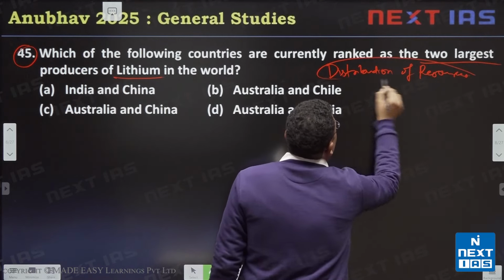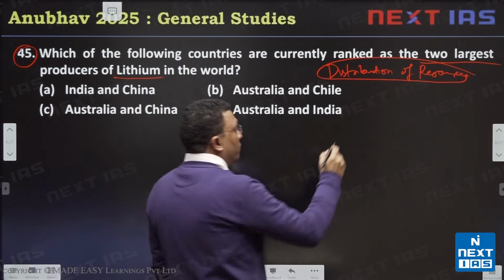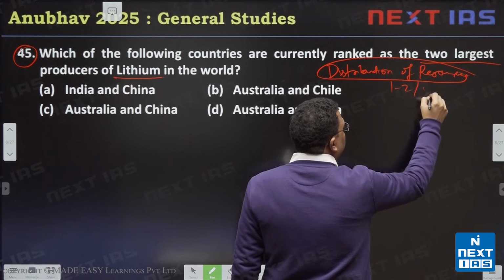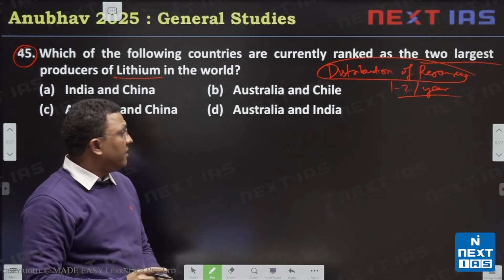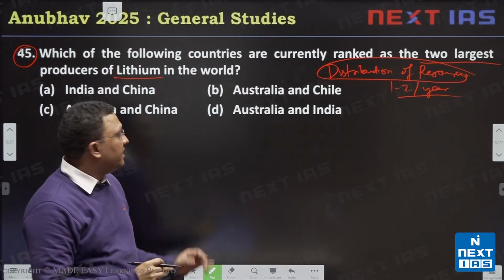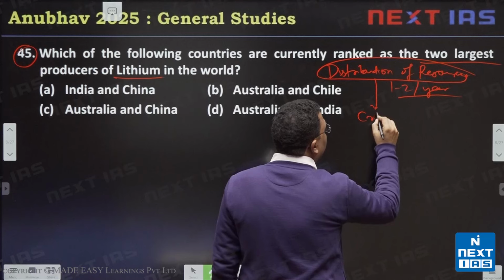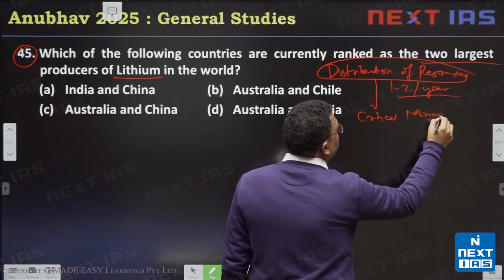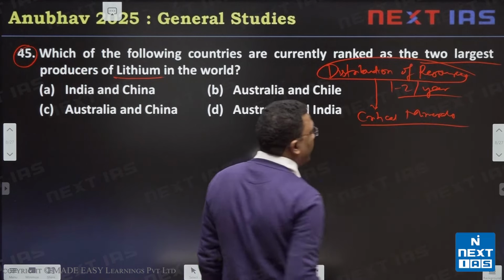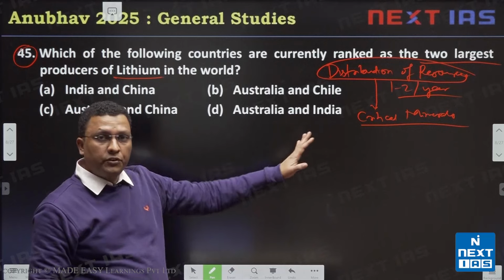This again is an important topic from prelims exam point of view. Almost 1 to 2 questions is asked every year from this area, right? And if you analyze the previous year question, in the recent past, UPSC has been focusing on critical minerals, right? So UPSC has been asking the top producer of critical minerals or their distribution, right?